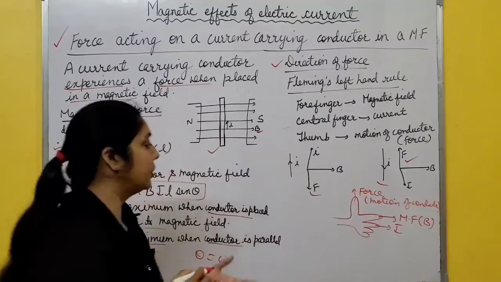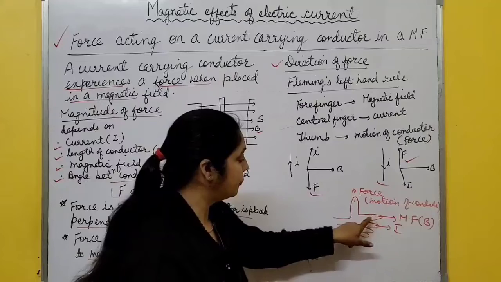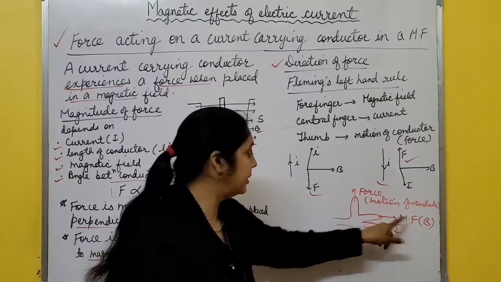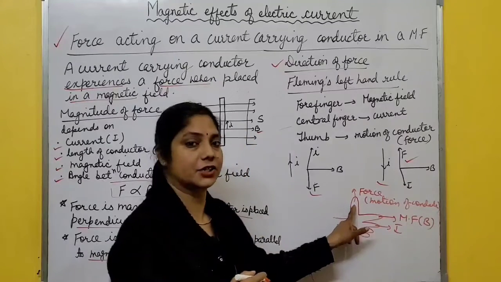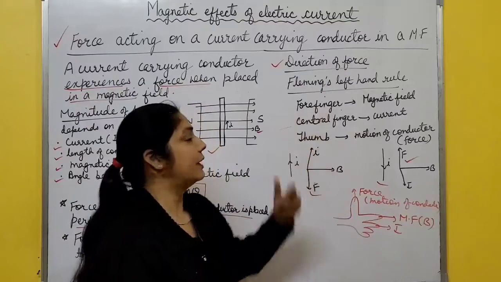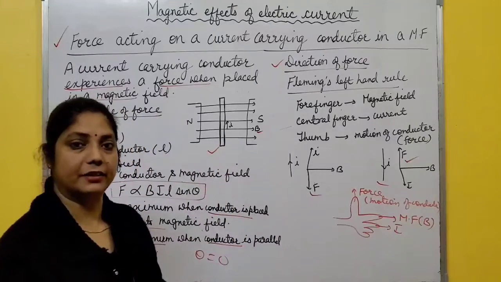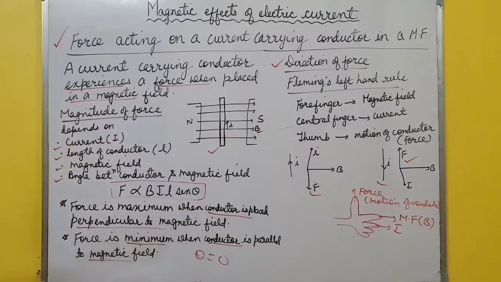Hope it's clear to all of you. This central finger represents direction of current, forefinger represents direction of magnetic field, and this thumb represents direction of magnetic force, or you can say motion of conductor. This is Fleming's left hand rule and it is used to find direction of magnetic force. Right? Hope it's clear to all of you. Please take a screenshot of this.